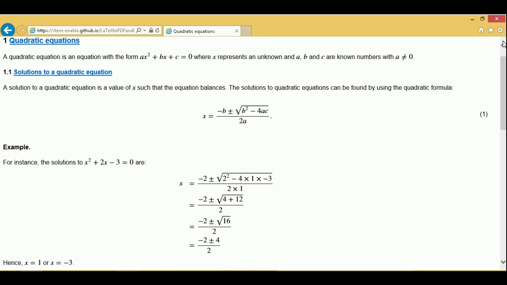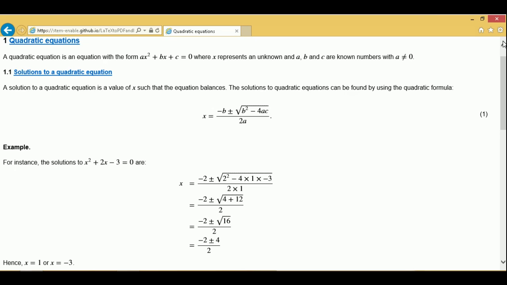Left parenthesis 1 right parenthesis. Example. For instance, the solutions to x squared plus 2x minus 3 equals 0 math content are table with 2 columns and 4 rows math content. Hence, table with 2 columns and 4 rows math content.